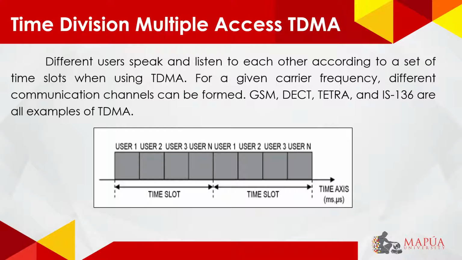Next, we have the time division multiple access, where different users speak and listen to each other according to a set of time slots when using TDMA. For a given carrier frequency, different communication channels can be formed. GSM, DECT, TETRA, and IS-136 are all examples of TDMA.